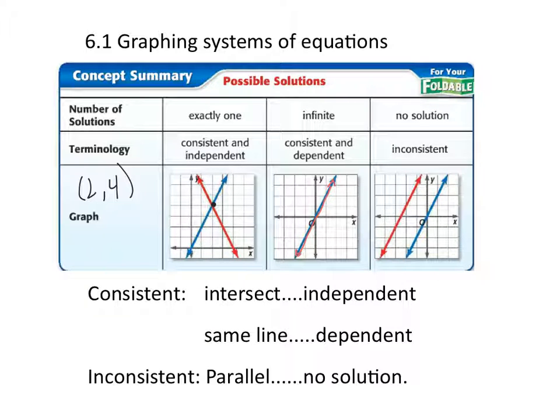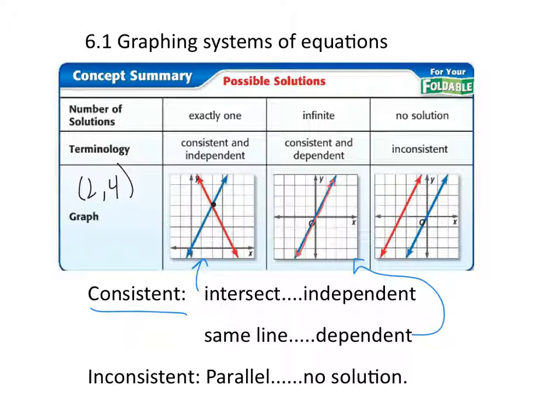If we recap, the word consistent means that there is at least one solution. As we saw in the first example, when the two lines intersect one time, that's consistent and independent, which means those two lines are independent of one another. They're not the same, and they don't rely on each other. And in number two, we also have at least one solution.